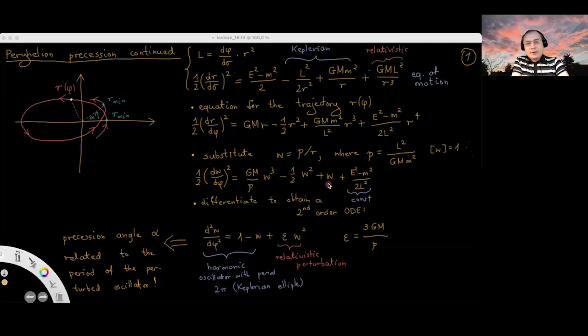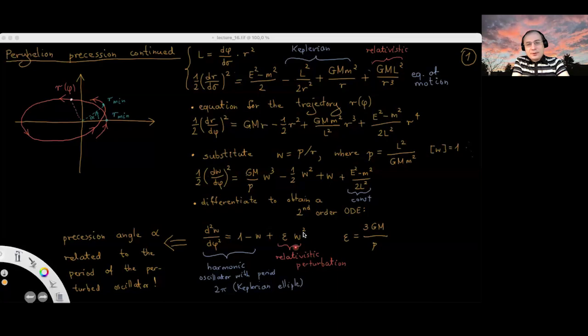In the next step, we can pass directly to the first order equation for dW over d phi. It looks a bit like the potential for a harmonic oscillator plus an additional term, but it's a bit easier to work with the second order form of this equation. So we differentiate again with respect to phi. This kills this term over here, and we get a very nice, very pleasant form of this equation.